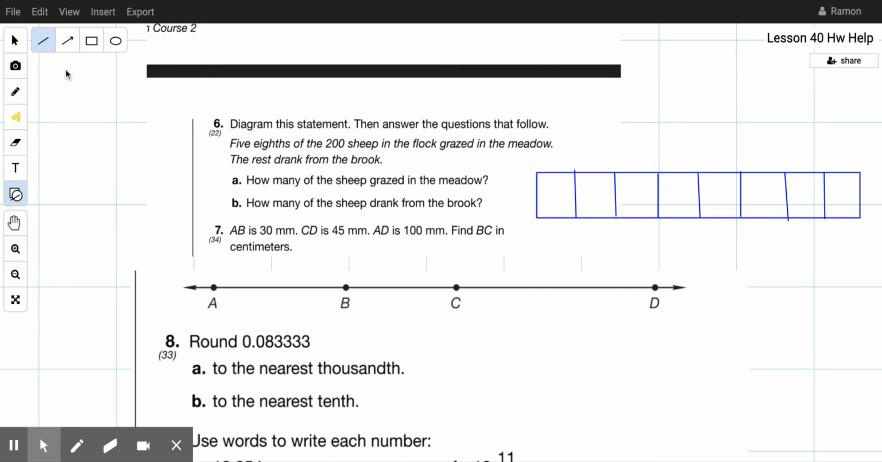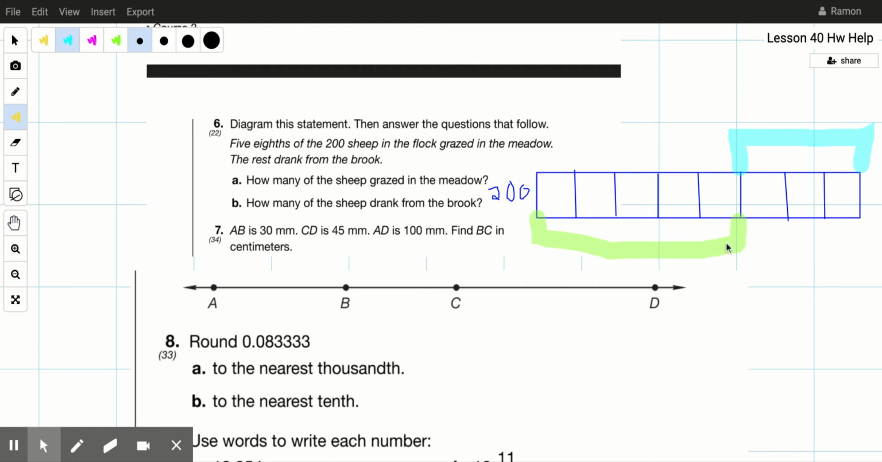We know that it has to be a total of 200 sheep. And so what we have is that 5/8 of them grazed in the middle. So that's 5 of these sections are in the middle, and 3/8 are drinking from the brook. So how many sheep grazed in the meadow?